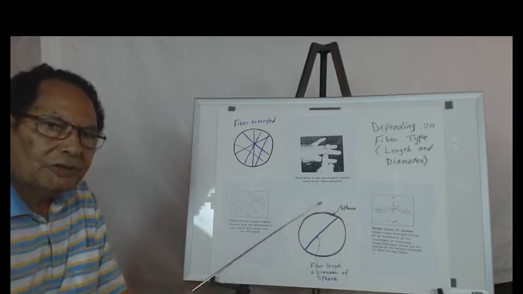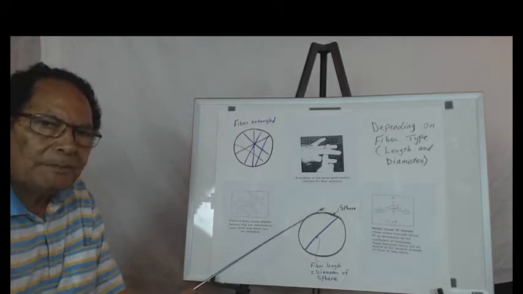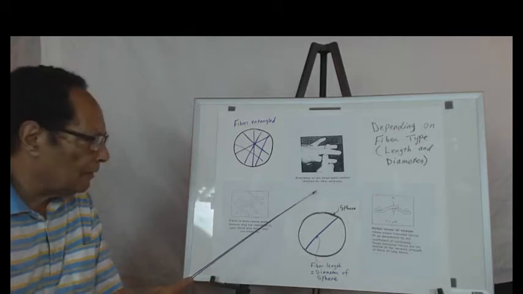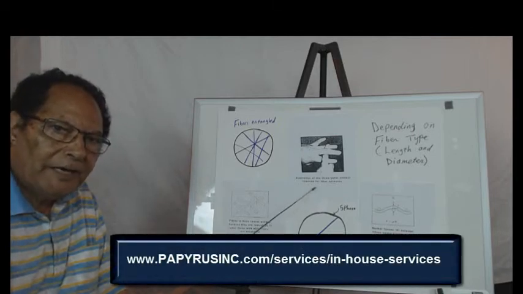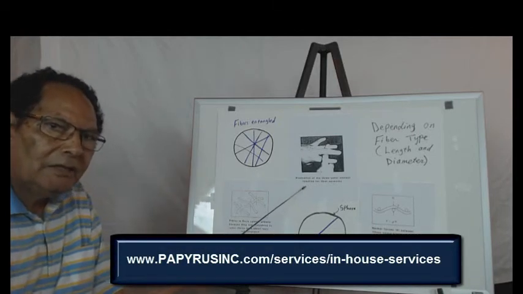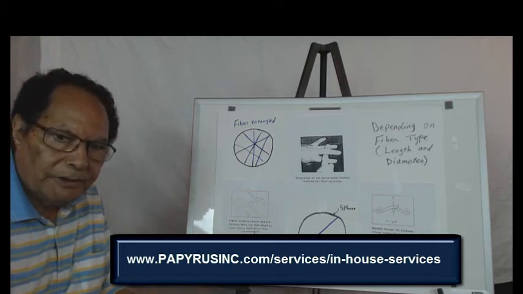Then you design your head box and approach piping area. These are the kind of details which Papyrus performs, finding out where the bottlenecks are, where the problems are, and making the proper recommendation.